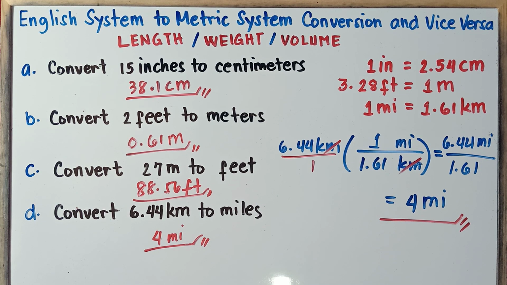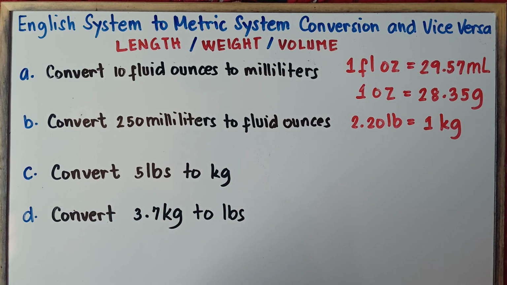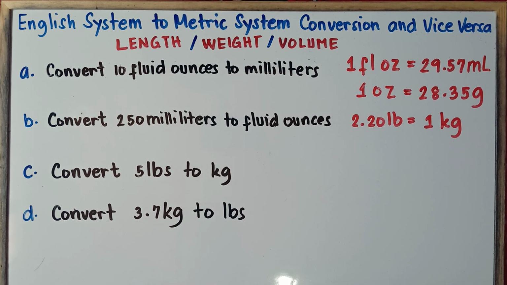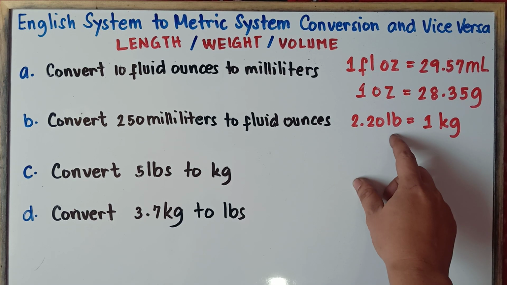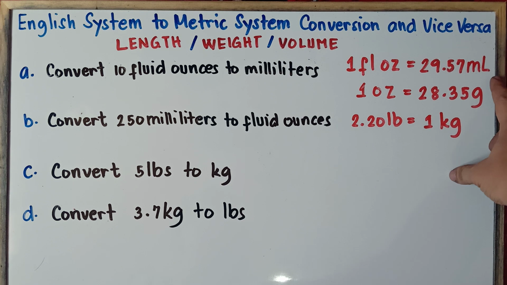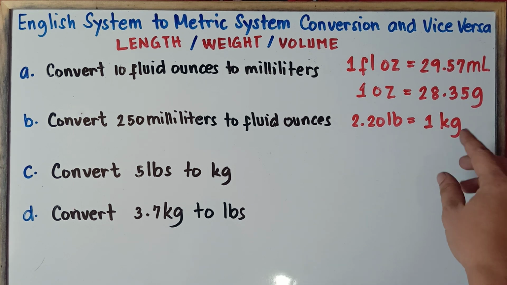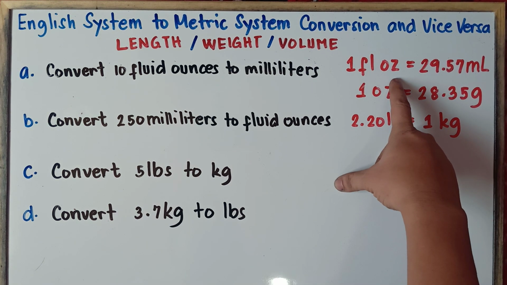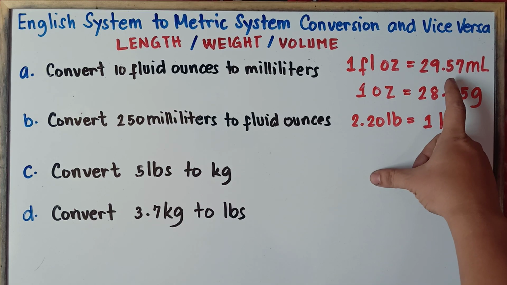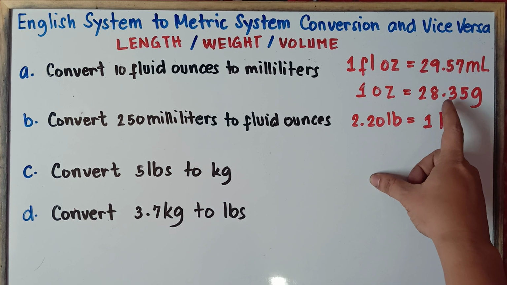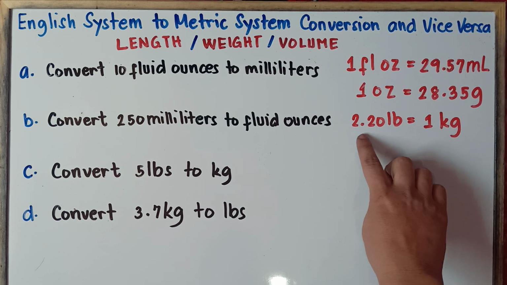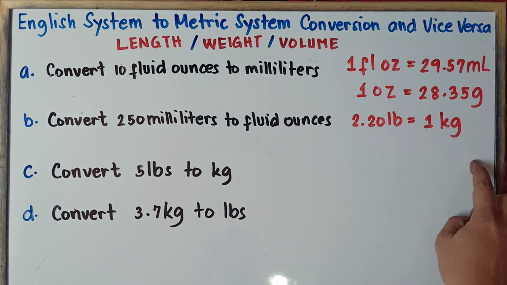So we're done with the unit length. So let's proceed now to the unit weight. So this will be our English units. We have fluid ounces, and then pounds. For the metric units, we have milliliter, grams, and then kilograms. So the conversion, 1 fluid ounce is equal to 29.57 milliliters. 1 ounce is equal to 28.35 grams. And then 2.20 pounds is equal to 1 kilogram.